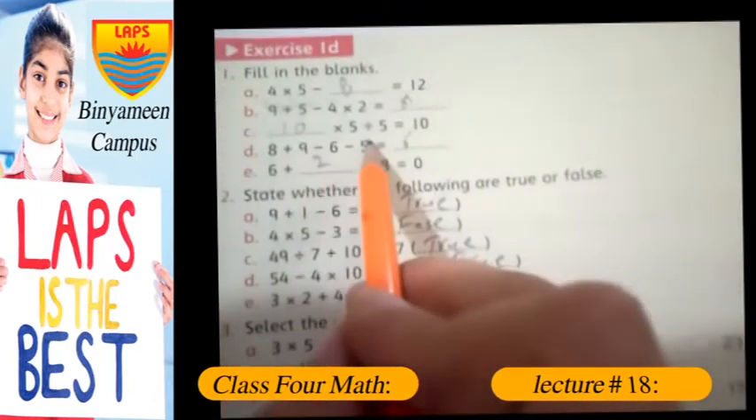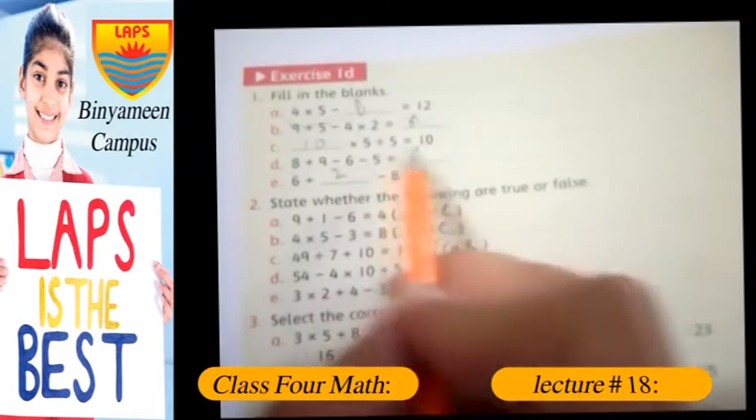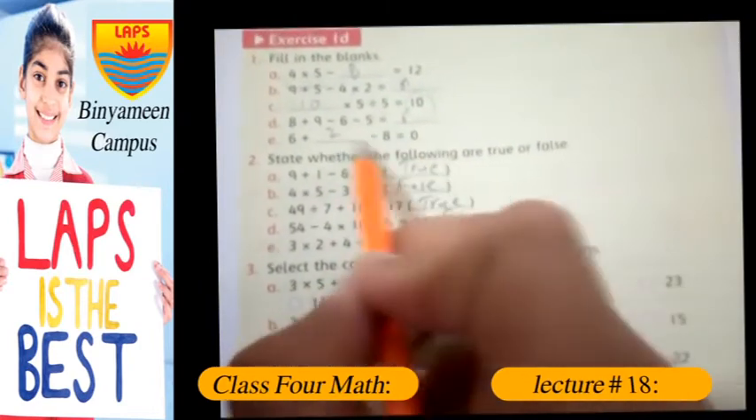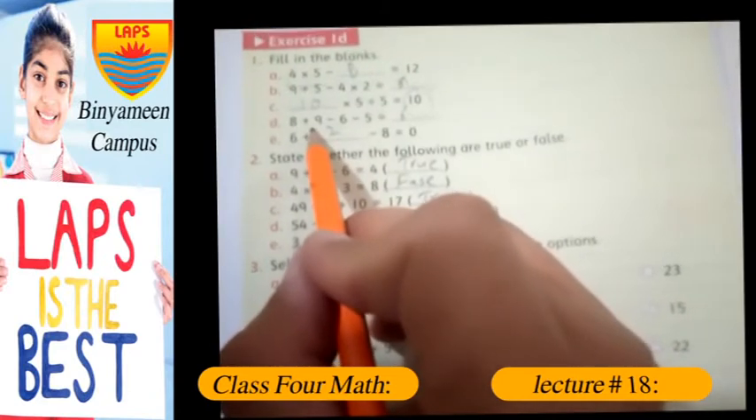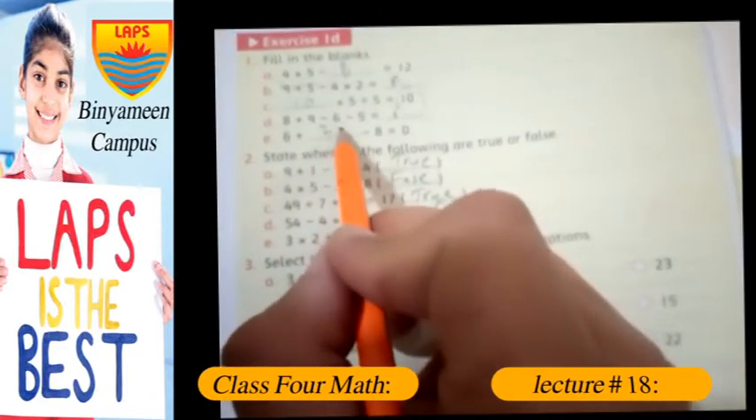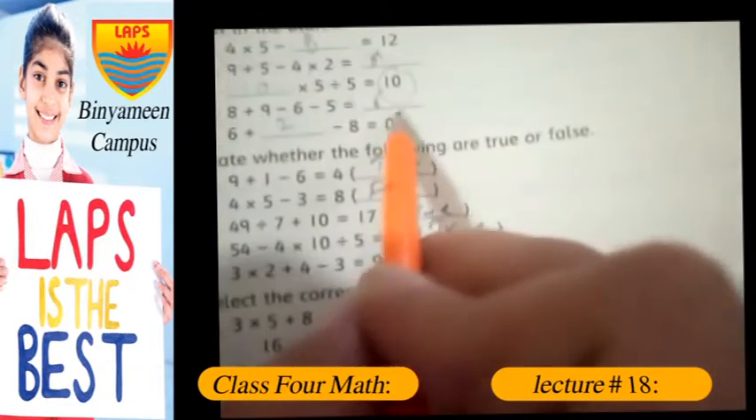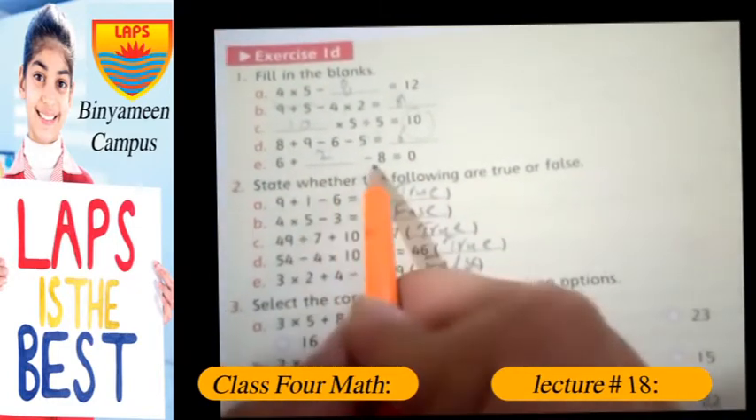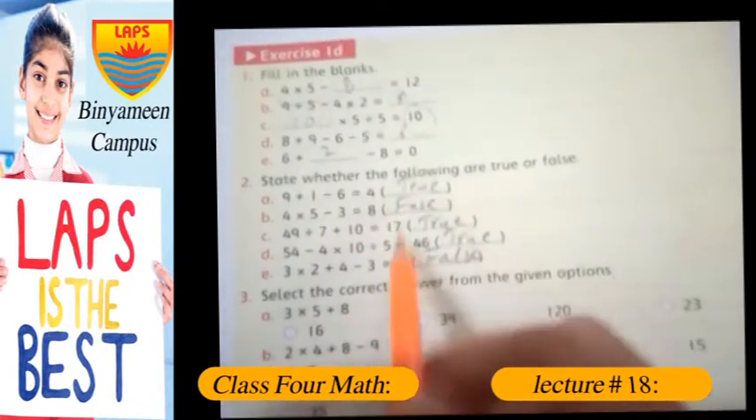If we multiply 10 with 5, we get the answer 50. Now to get 10, we have to divide it by 5, so we can get the answer 5. If we add 8 plus 9 minus 6 minus 5, the resultant answer, you can solve these problems on your rough copy too. The answer will be 6. 6 plus 2 is equal to 8, minus 8 will be equal to 0.